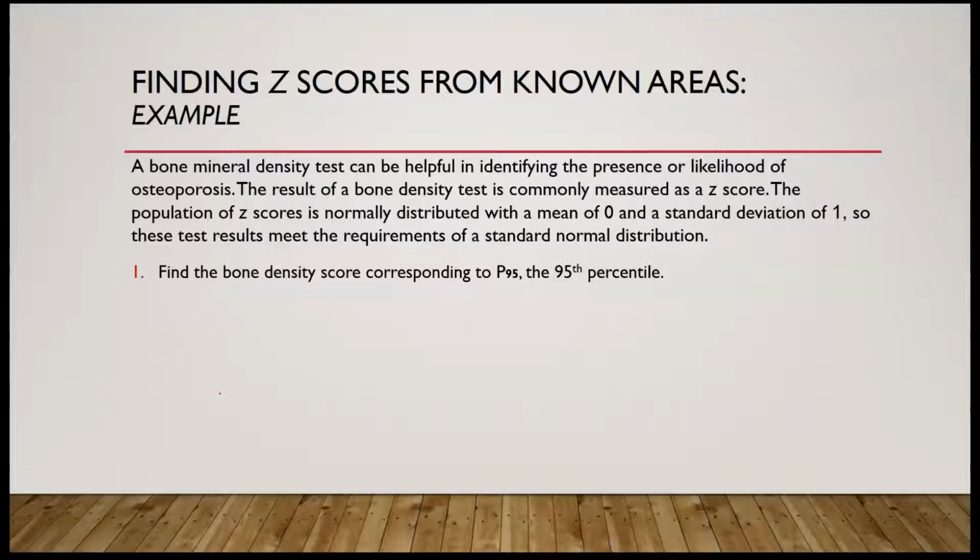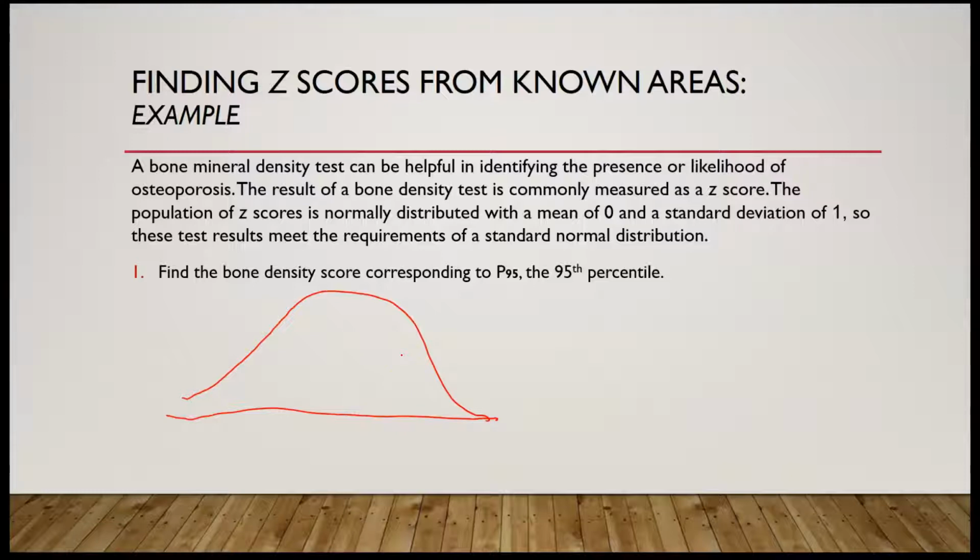First step when finding z-scores from a known area is to draw a bell-shaped curve and identify the region under the curve that corresponds to the given probability. Since we need to find the 95th percentile, we will shade 95% of the area under the curve to the left of the z-score. Why to the left of the z-score?